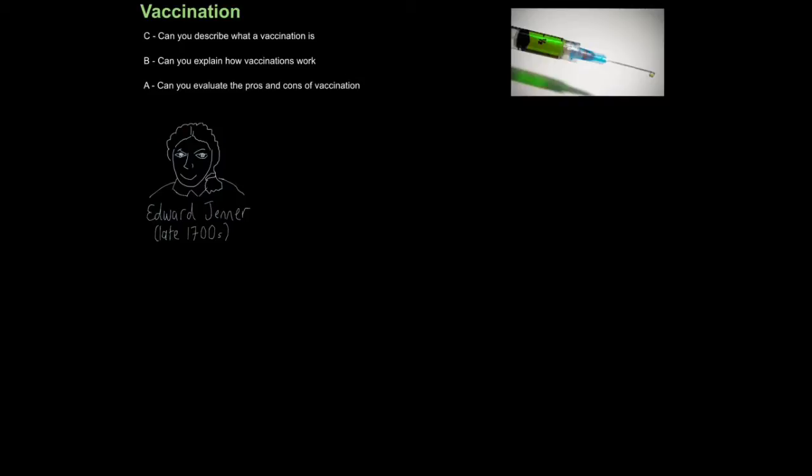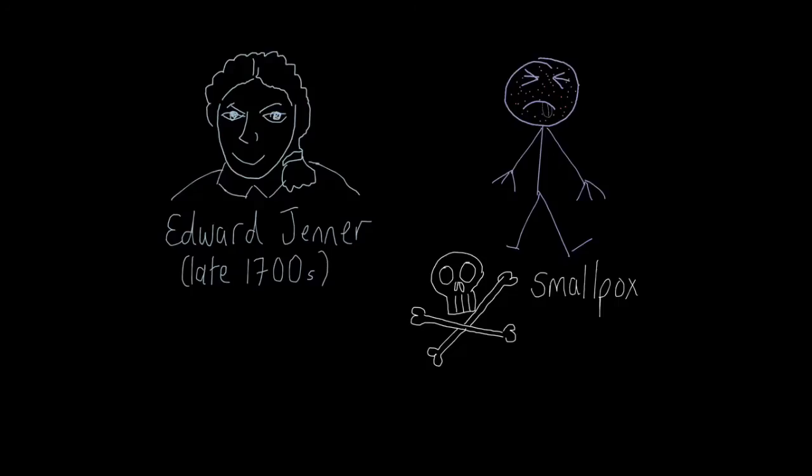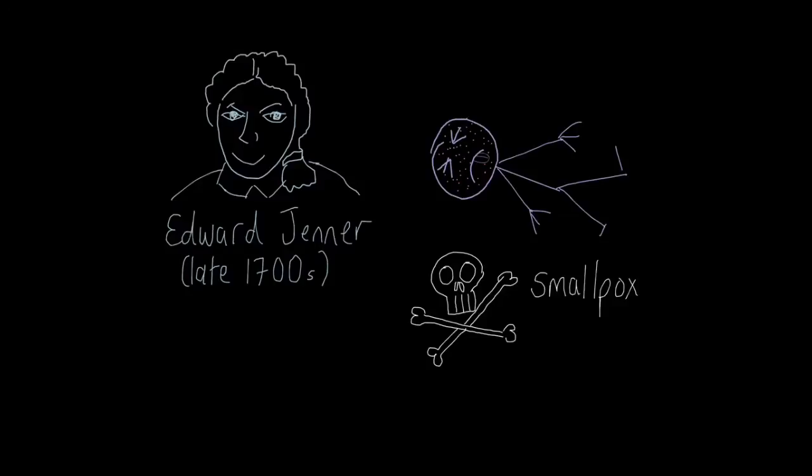The story of vaccination began in the late 1700s, where a man called Edward Jenner did something incredibly unethical by today's standards. But as you'll find out, his unethical actions led to saving millions of lives, so I guess the ends justified the means. So smallpox was a disease that was killing many people around that time.